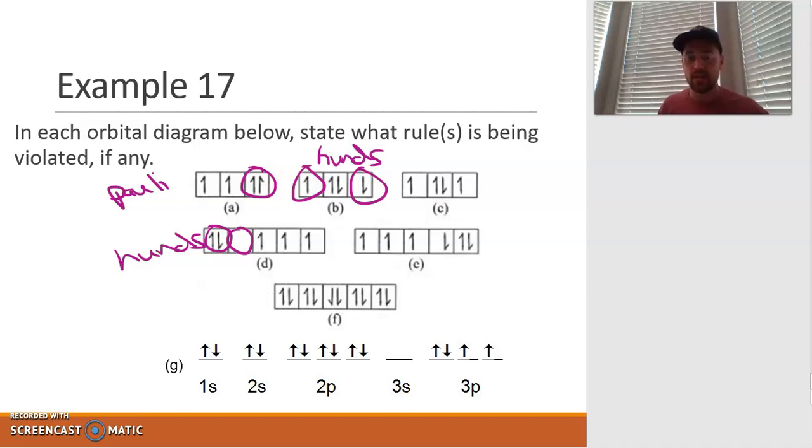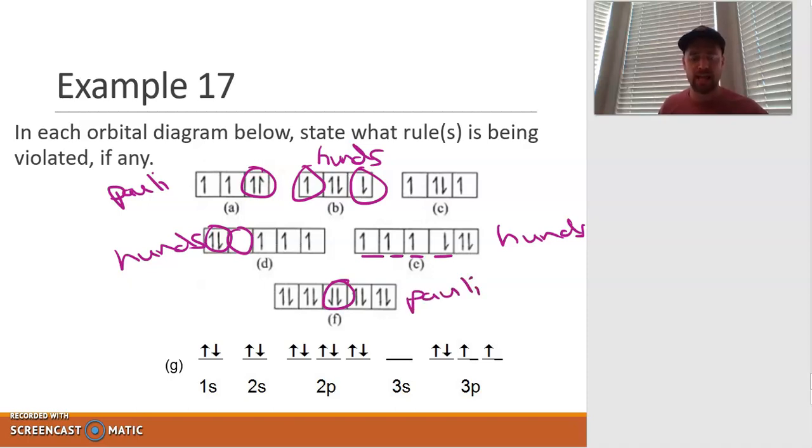In letter E, we see that we have 4 singly occupied orbitals. They should have the same spins, but they don't. That's another violation of Hund's rule. In letter F, this doubling up right here, they have the same spin. That's violating Pauli exclusion principle.